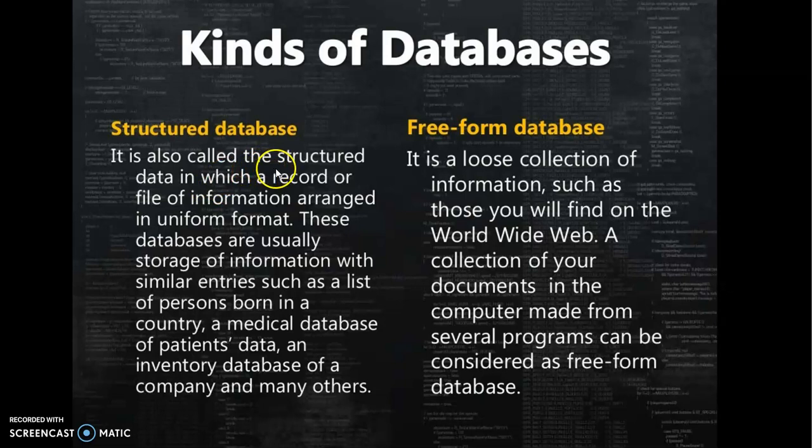It is called structured data when a record or files of information are arranged in a uniform format. These databases are usually storage of information with similar entries, such as a list of persons born in a country, a medical database of patient data, an inventory database of companies and many others. Free-form databases are a loose collection of information such as those you will find on the World Wide Web. A collection of your documents in the computer made from several programs can be considered a free-form database.